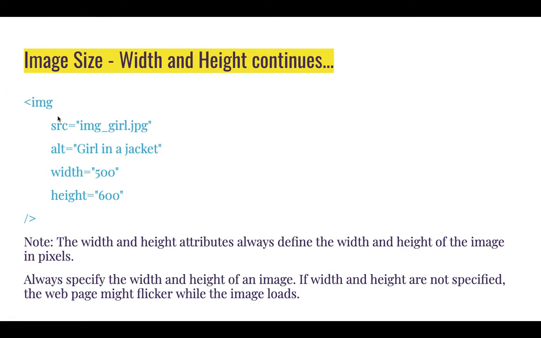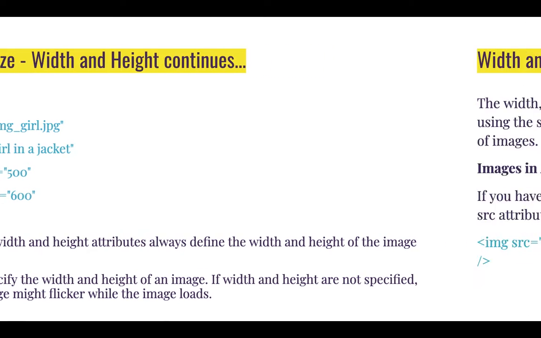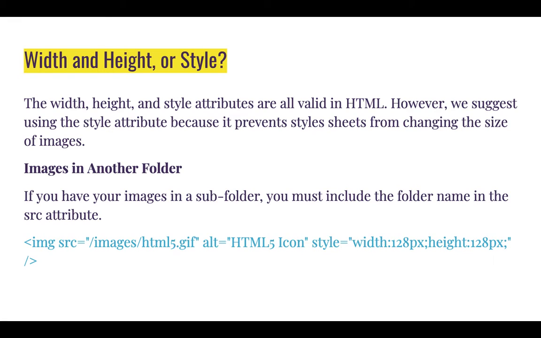This is what I just explained in the previous slide. Note that the width and height attributes always define the width and height of the image in pixels. Always specify the width and height of an image. If they are not specified, the web page might flicker while the image loads. So, the width, height, and style attributes are all valid in HTML. However, we suggest using the style attribute because it prevents style sheets from changing the style of images.